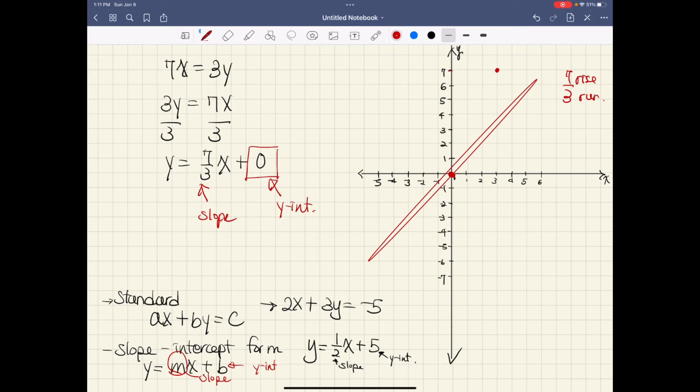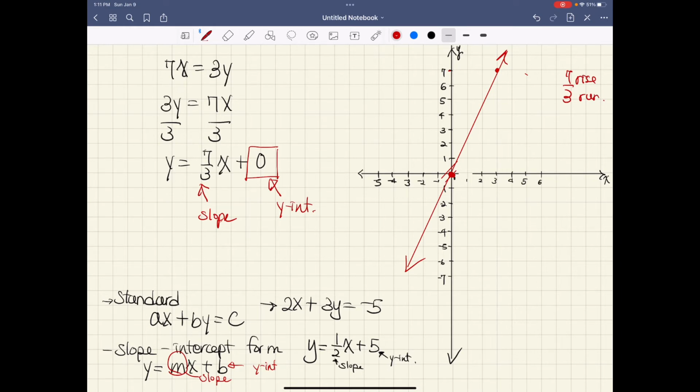Let me connect the points one more time. Okay. This is how you graph it from the slope-intercept form.